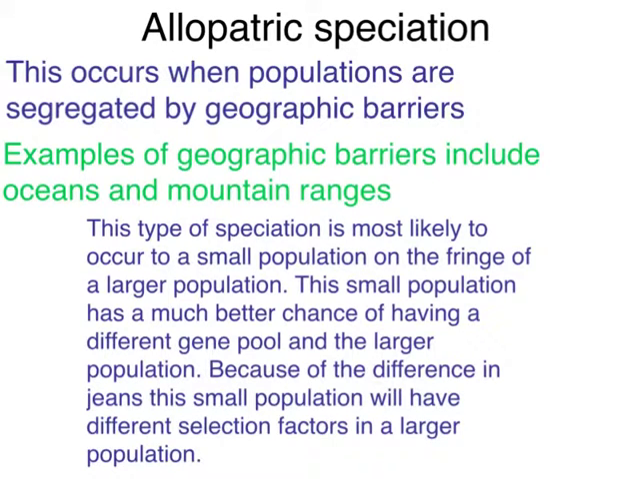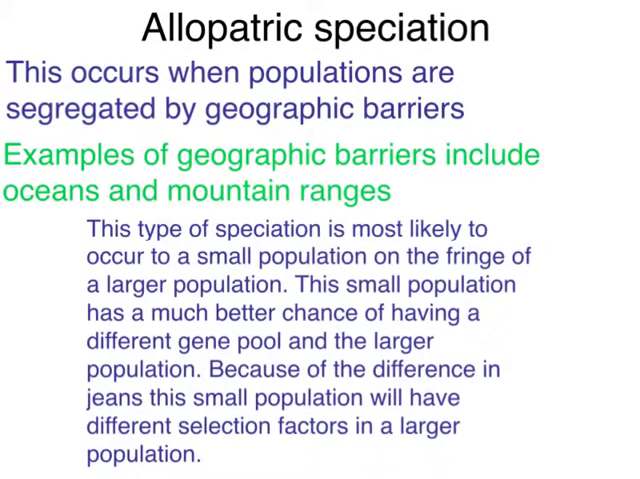Allopatric speciation occurs when populations are segregated by geographic barriers. For instance, they could be separated by oceans or mountain ranges. This type of speciation is most likely to occur to a small population on the fringe of a larger population. This small population has a much better chance of having a different gene pool than the larger population.